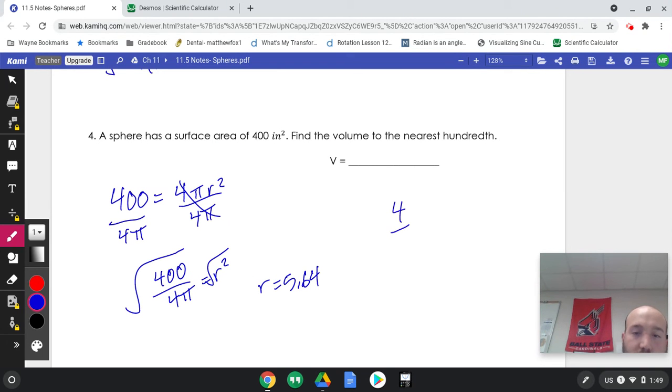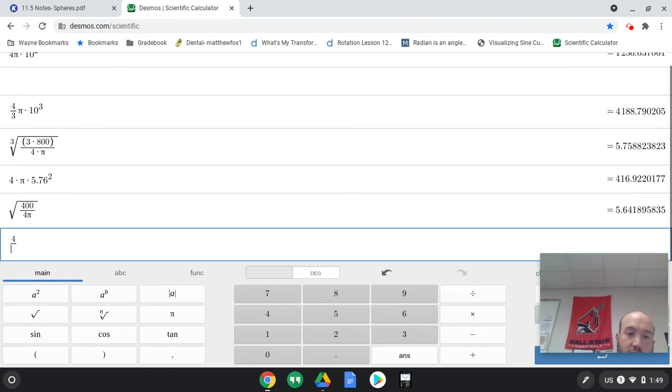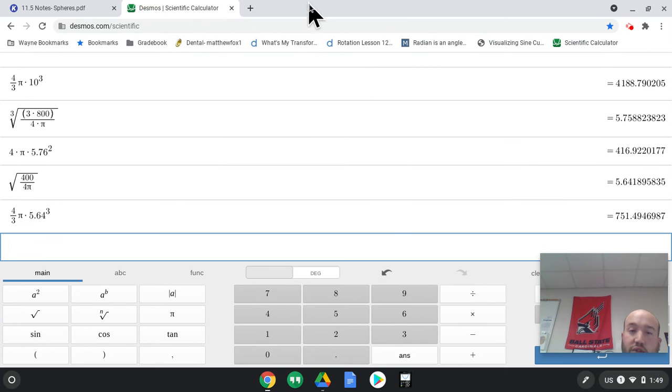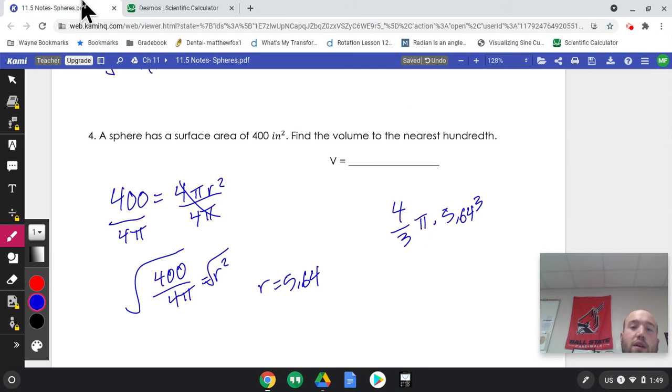Then all we have to do, 4/3 pi times 5.64 cubed. So we type this all in, and we'll have our final answer. So 4/3 pi times 5.64 raised to the third. And you can see we get the volume to be 751.49. Don't forget your label, so it'll be inches cubed.